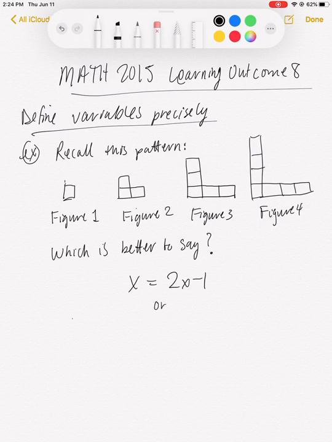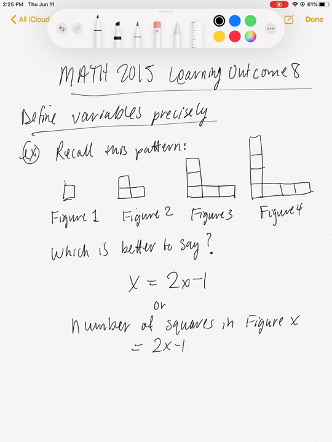Or the number of squares in figure x is equal to 2x minus 1. Okay. So which is better to say? Figure x equals 2x minus 1, or the number of squares in figure x is 2x minus 1.